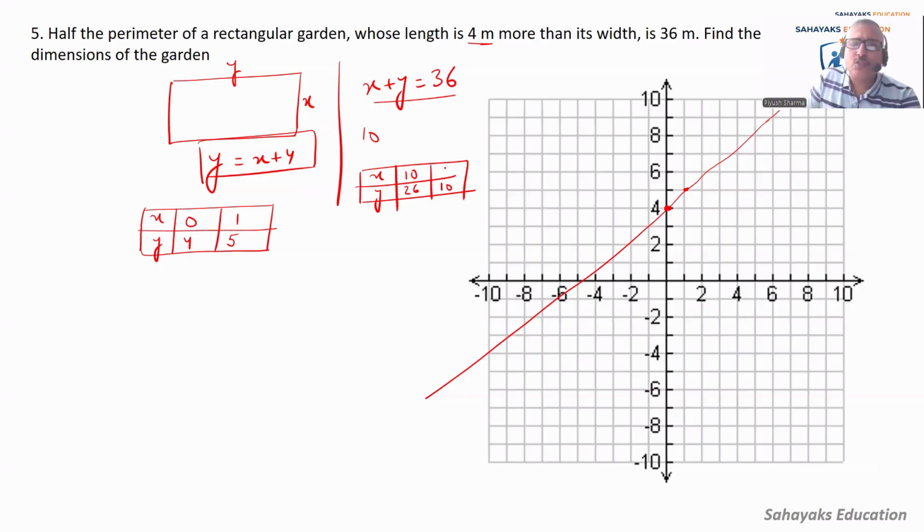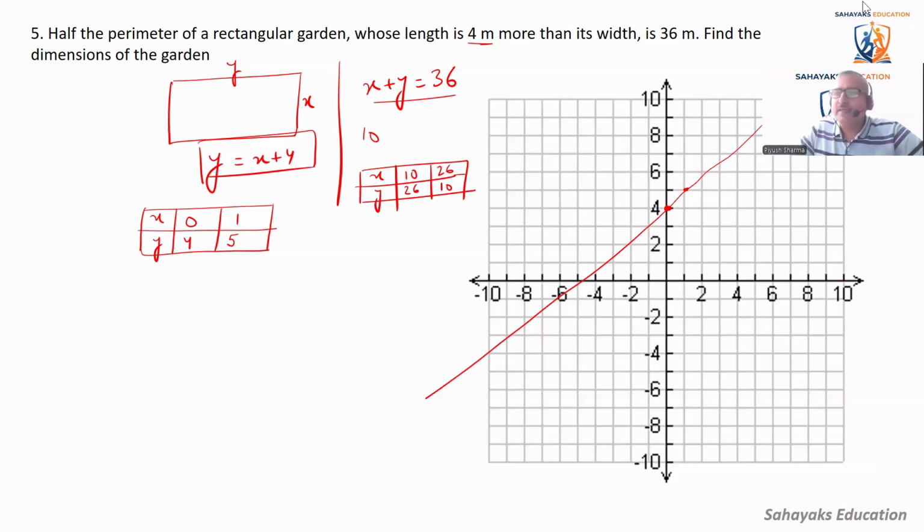Then x becomes 26. Okay. So I'll just say 10 and 26. So first point 10 and 26. 26 will be somewhere on the top. Okay, so it will be very high. And the second point, it will be very high somewhere, say somewhere here. Okay, I'll not be able to find out on the graph itself.